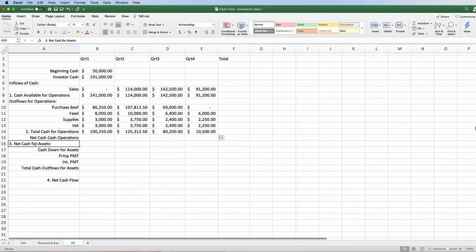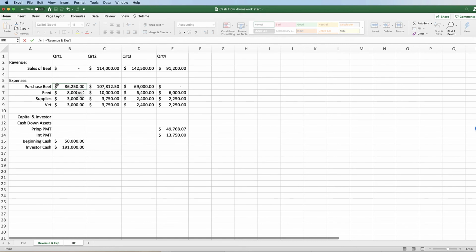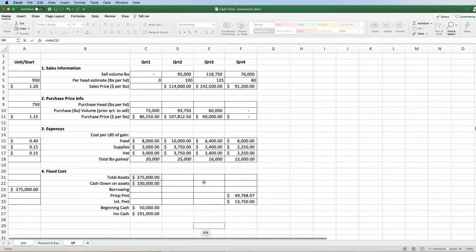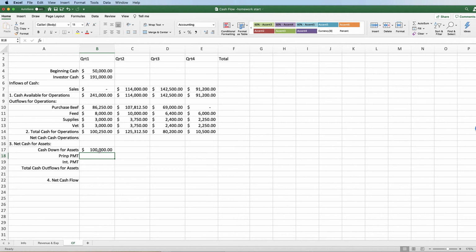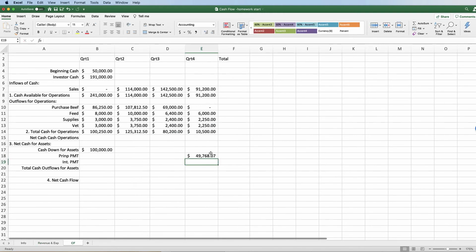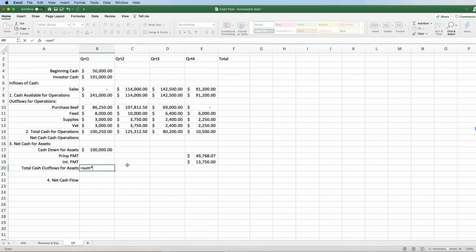All right, come down here to number 3, net cash. What do we need for our assets? Equals, go back to that sheet, and I'd already looked at some of that, and it's on the info sheet. There it is, $100,000 down we have to pay to get started on our loan. Principal and interest, that payment doesn't happen until way at the end, so go over here to the fourth quarter, grab those right there. Principal, and right underneath it is interest. So total cash flows for assets. What do we have to spend? Again, just equals sum, however you want to do that, and total those. All right, run that formula all the way across.